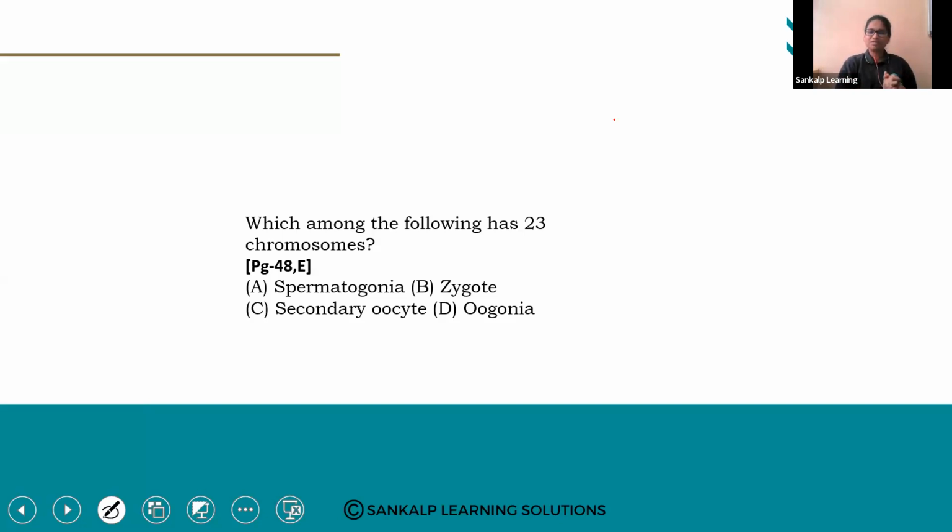So the right answer here is secondary oocyte. Spermatogonia, the sperm mother cell, will be diploid in nature, that is 46 chromosomes. Zygote is formed by the fusion of male and female gametes, diploid in nature, 46. Oogonia, or the ova mother cell, egg mother cell, is also diploid, 2n, 46 chromosomes. Only the secondary oocyte will have a haploid set of chromosomes, that is 23. So option C is the right answer.